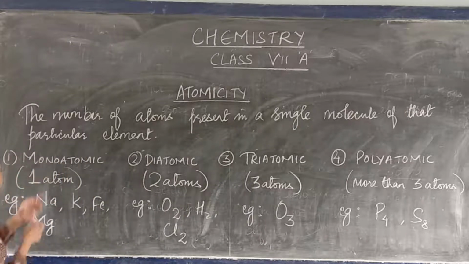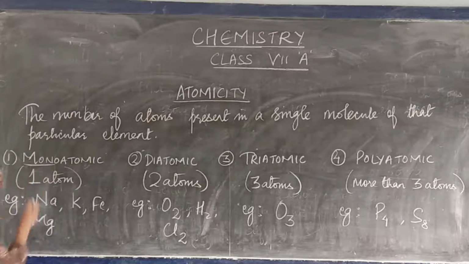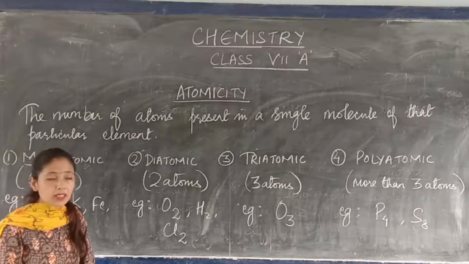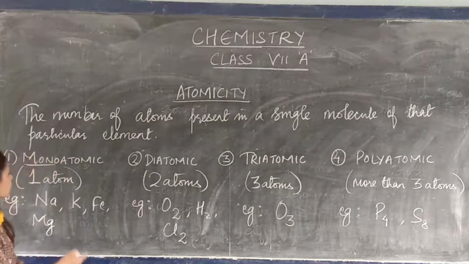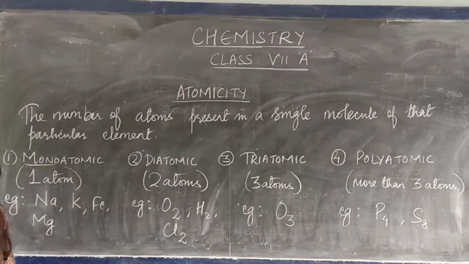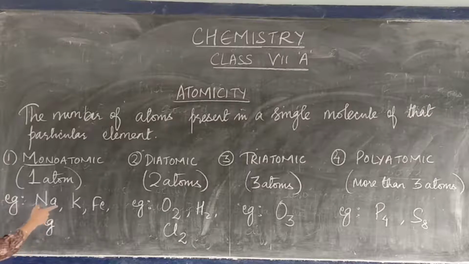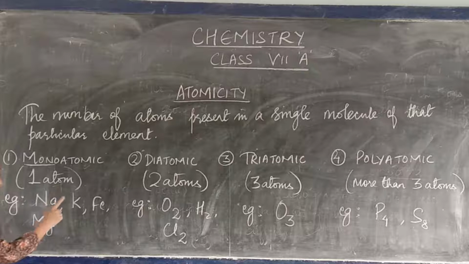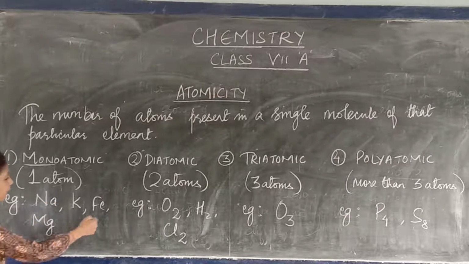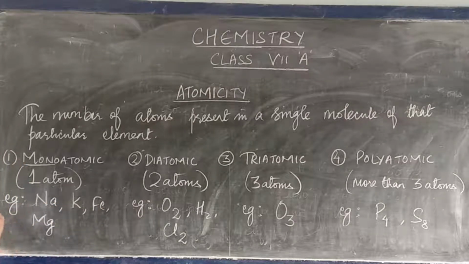Mono means single. If only one atom is present in a molecule, then that molecule is called a monoatomic molecule, which contains only one atom. For example, sodium, where only one atom of sodium is present. This is K, potassium, only one atom of potassium. Fe, iron, one atom of iron. And this is magnesium. So these are monoatomic molecules, which contain only one atom of that particular element.